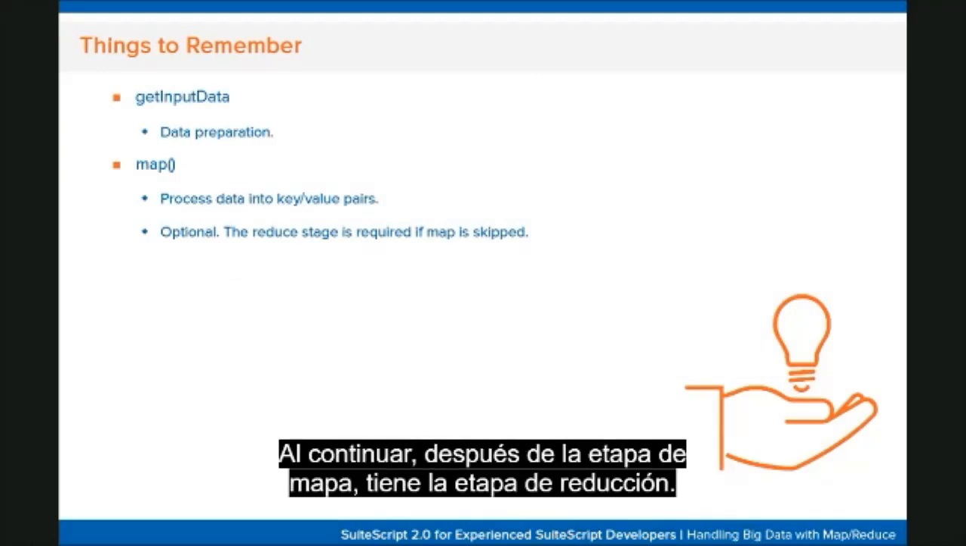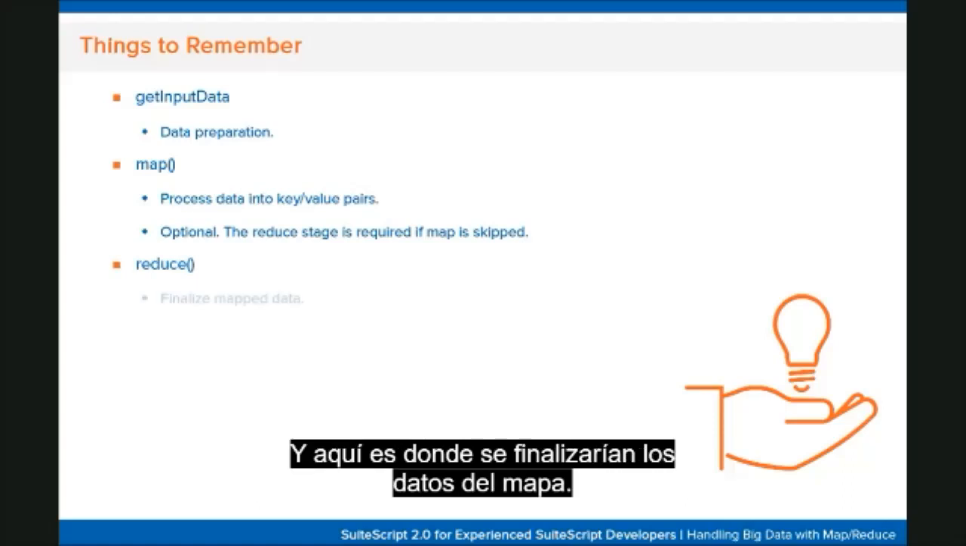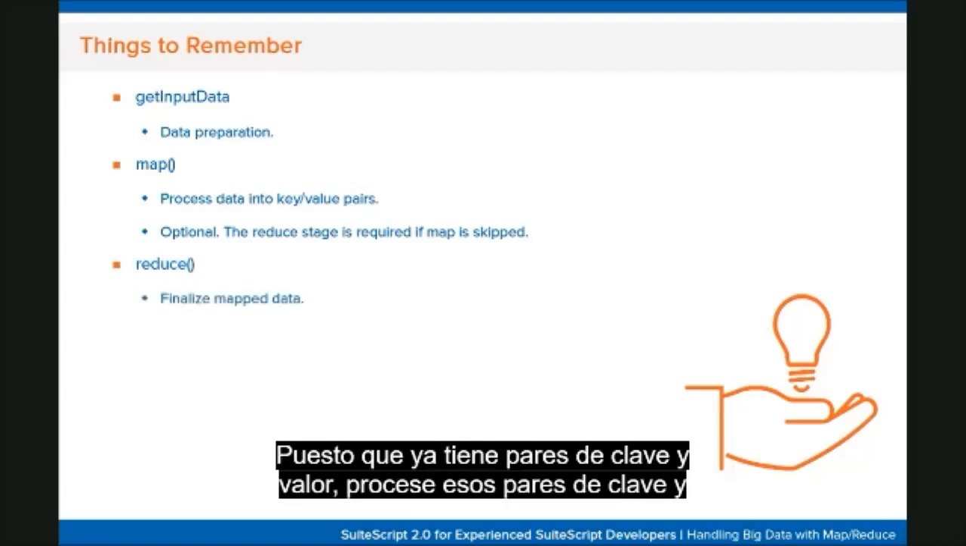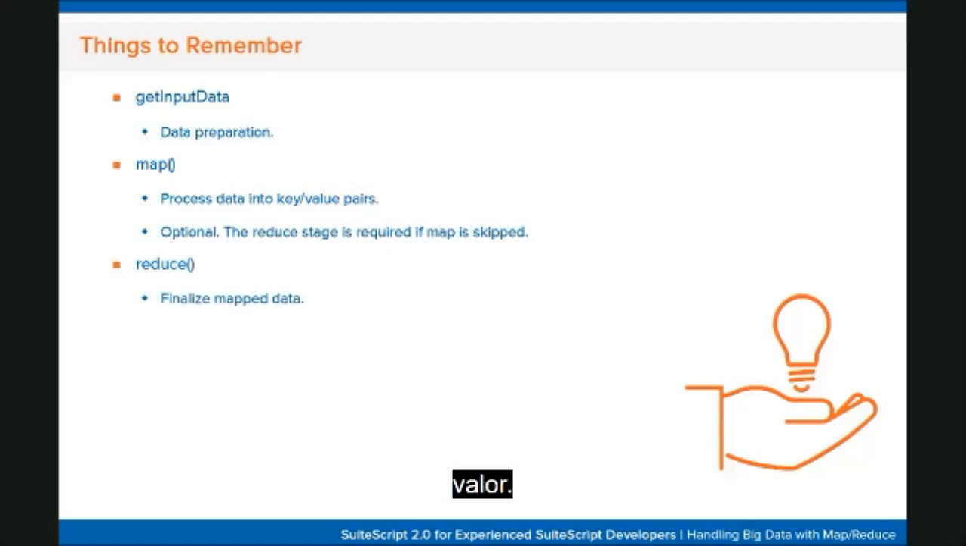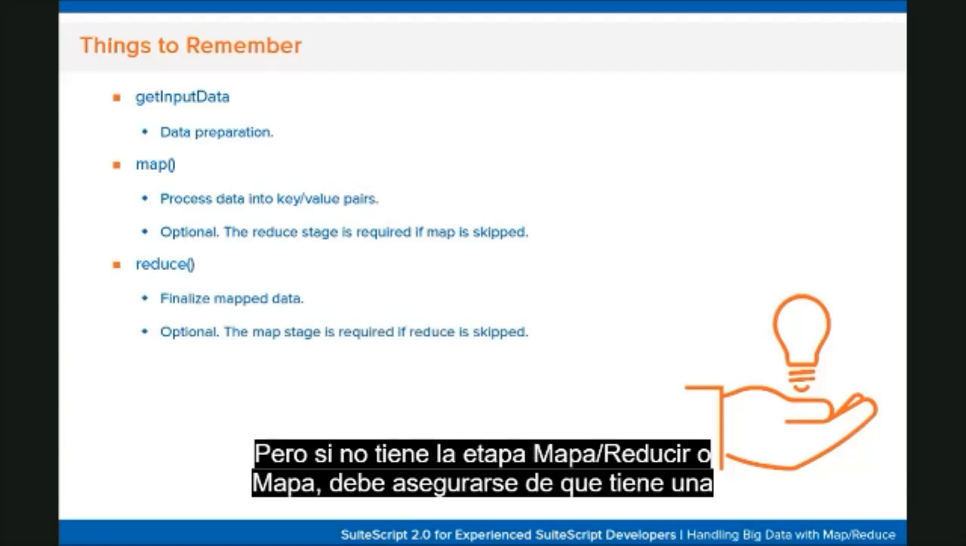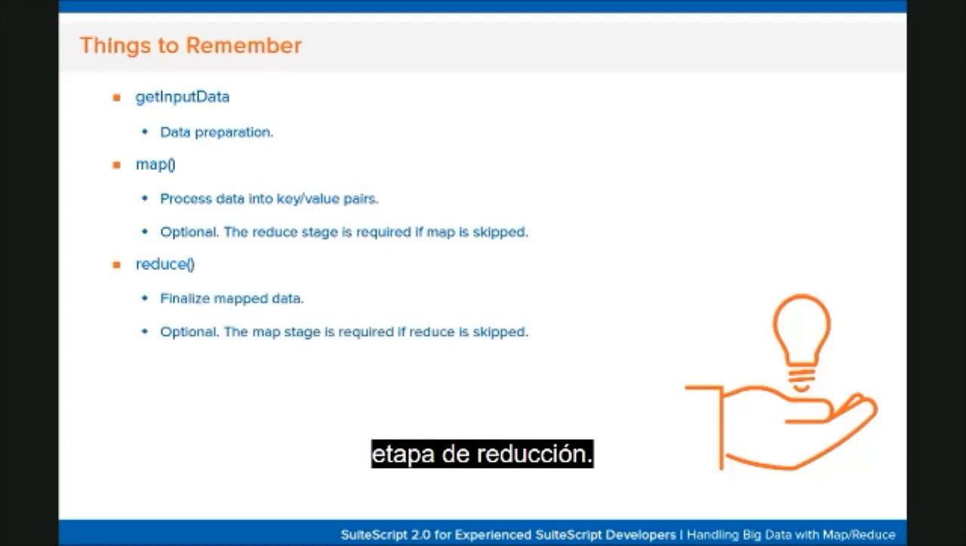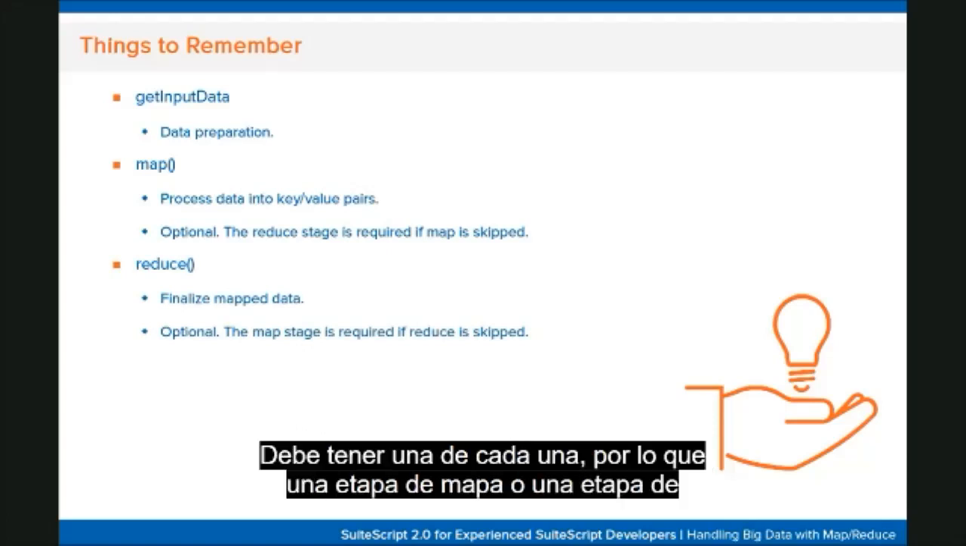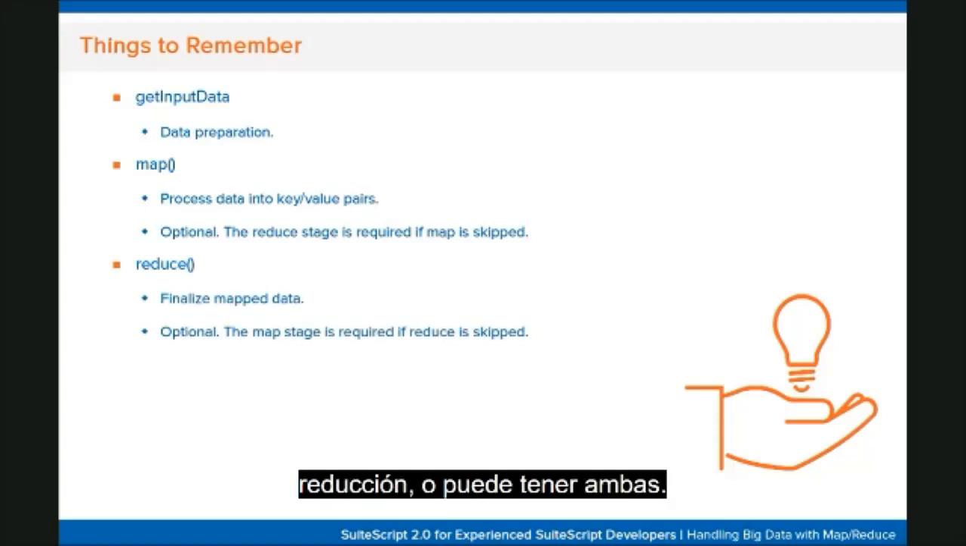Moving on, after the map stage, you have your reduce stage, and this is where you would finalize your map data. Since you already have key and value pairs, process those key and value pairs. And again, this is optional if you already have the map stage. But if you don't have the map stage, you have to make sure that you have a reduce stage. You have to have at least one of each, so either a map stage or a reduce stage, or you can have both.